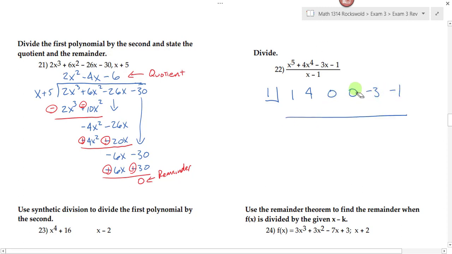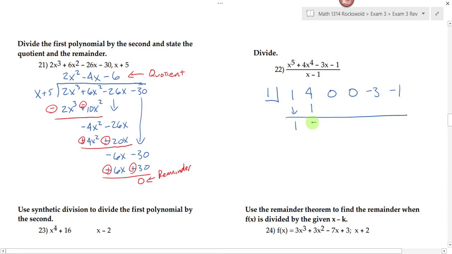Does it make sense where these zeros came from? Therefore, the missing powers of x up here, I have a x to the 5th, x to the 4th. This would be the x cubed, x squared. There's my x and my constant. So with synthetic division, you begin by dropping down that first term, and then you just multiply going this direction. 1 times 1 is 1, and then we add going this direction.